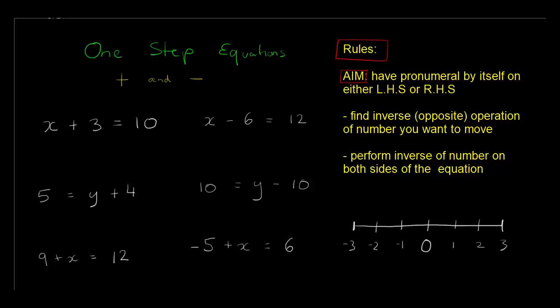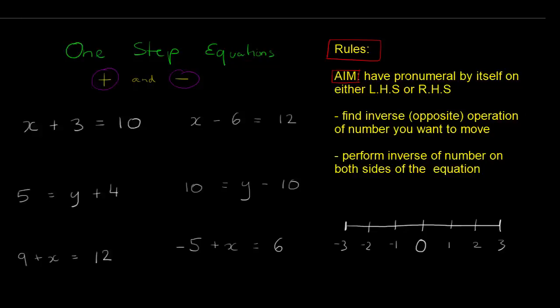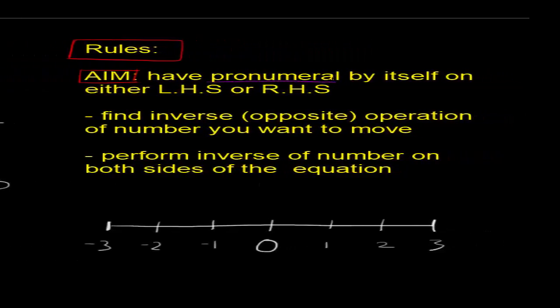Now in this video I'll go through a couple more examples of how to solve one-step equations, in this case focusing on addition and subtraction. The rules from last video were to have the pronumeral, so the letter, by itself, and it can be by itself on either the left hand or the right hand side. So that's what we're trying to have by the end.